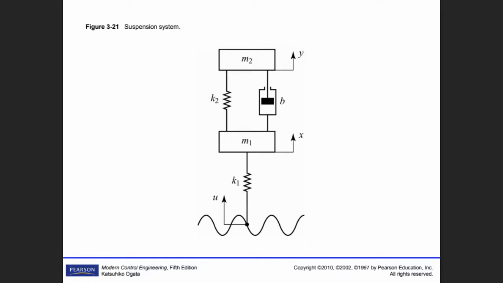Obtain the transfer function Y(s) over U(s) of the system shown in the figure. The input u is a displacement input. Displacement, remember, not force. It's not a force. This is also a simplified version of an automobile or motorcycle suspension system. Of course. Now, what's the difference between the one we have solved and this one?